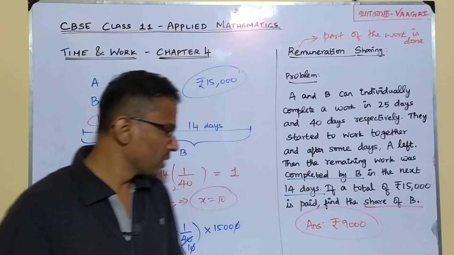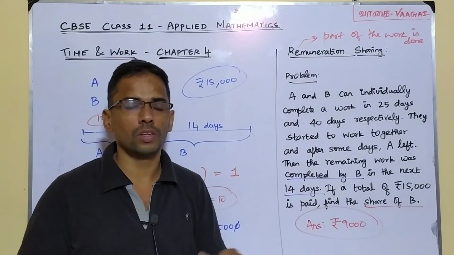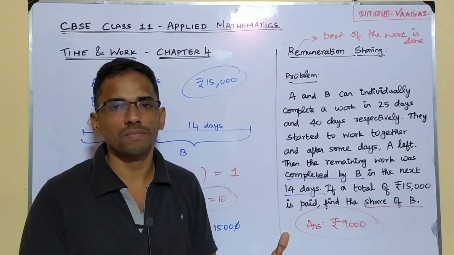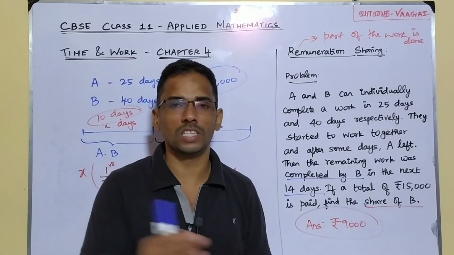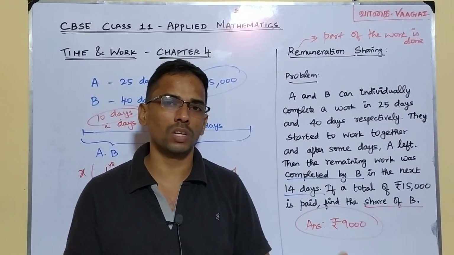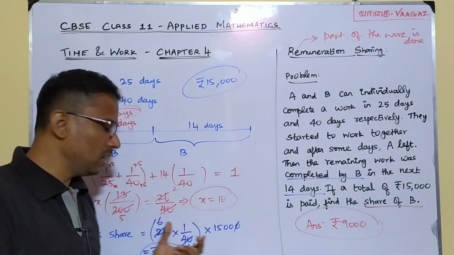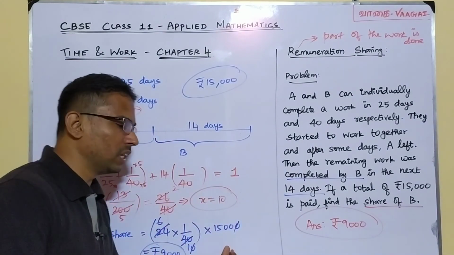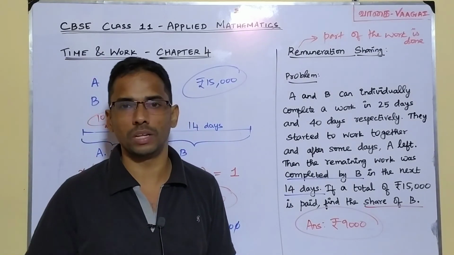And obviously, if out of 15,000, 9,000 is going to B, then what would be the share of A? That's easy to say, right? 15,000 minus 9,000 leaves 6,000. The balance 6,000 will be going to A. And you can do the same calculation, I mean A's part of the work into 15,000. You can even try that way. You will again end up with the same answer, 6,000 there also.